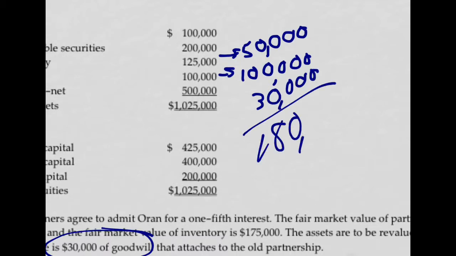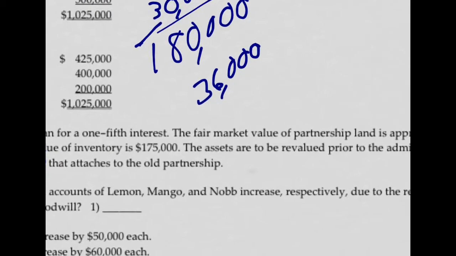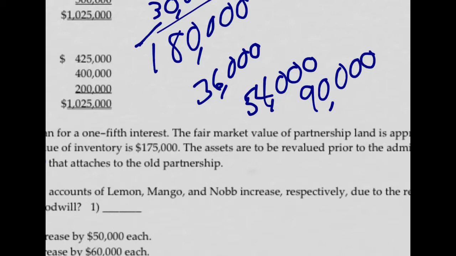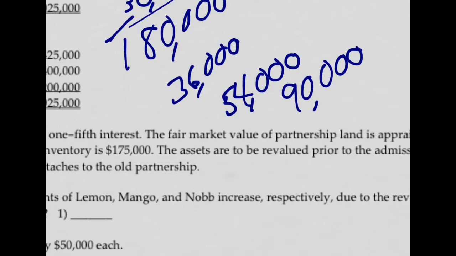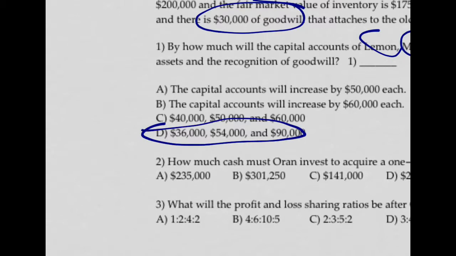So now we're going to divide the 180 according to the original partners' capital ratios, equity ratios. 20% of the 180 is 36,000. We're starting with a 20%, we've got a 30% and a 50% to go. 20% of 180 is 36, 30% is 54, 50% is 90. That would be how we book up according to L, M, and N, lemon, mango, and knob. The answer becomes D, doing exactly what we just did.